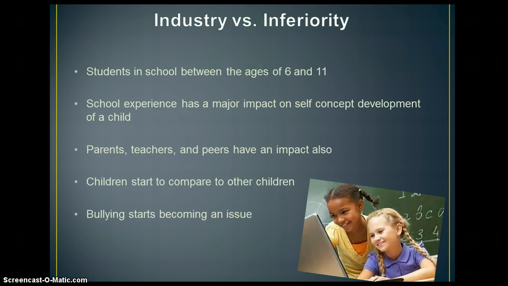Industry versus inferiority. Students in school between the ages of 6 and 11 have this, or start this. Students start comparing looks and academics with fellow students. Parents, teachers, and peers have an impact, as well as school experiences. This is when bullying can start happening and becoming an issue.